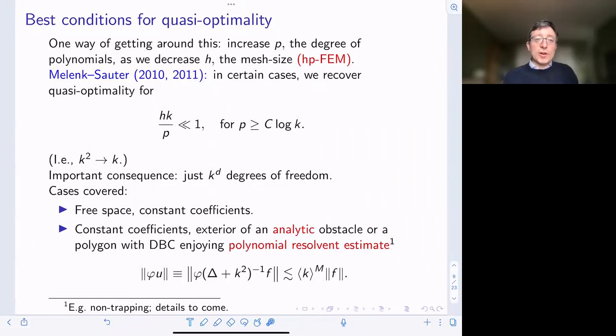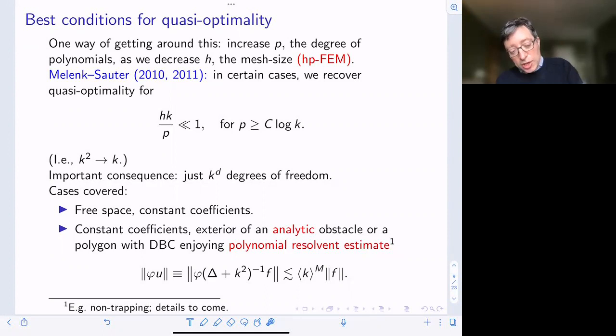The good news is there are some relatively reasonable fixes that recover quasi-optimality. In particular, I'm going to describe this work of Melenk and Sauter from 2010 and 2011, which has a beautiful workaround. The workaround is that you shouldn't just use HFEM, where you try to get a better approximation by shrinking the mesh size. You should do something else simultaneously. You should also increase the polynomial degree. Now that's of course costly, but it turns out you're not going to need to do that very much.